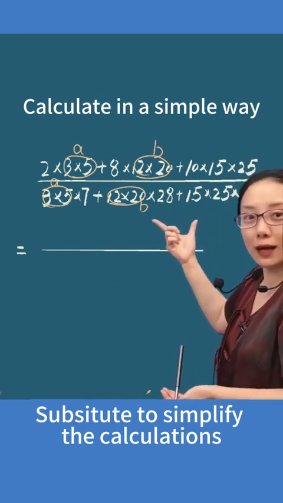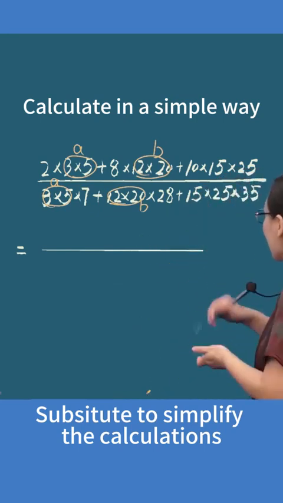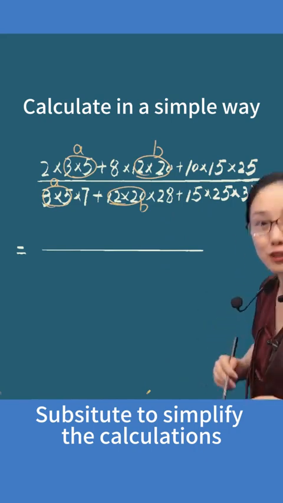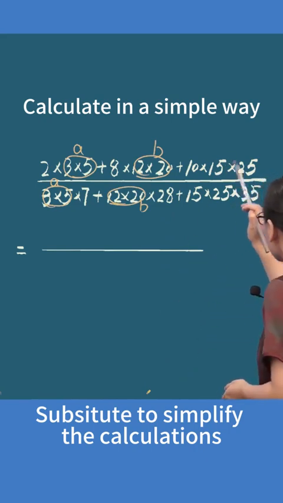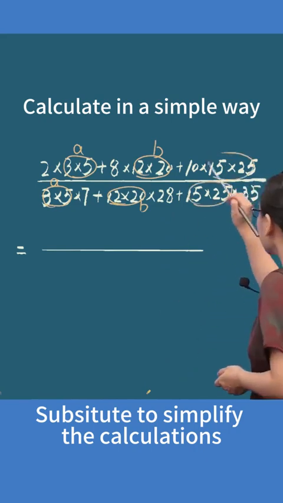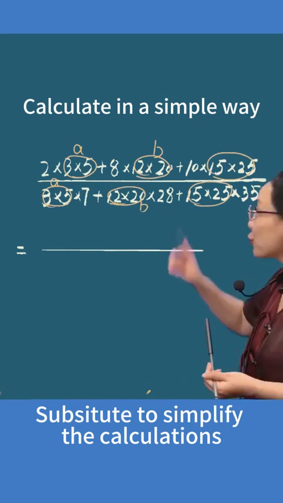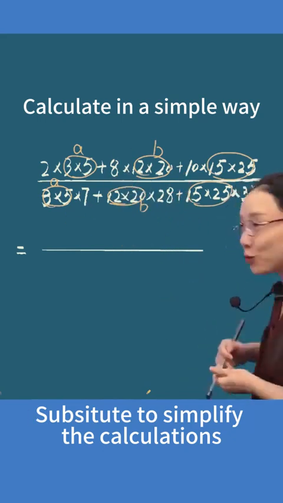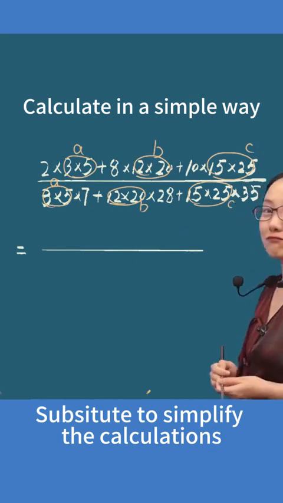All right, moving on. Have you found the identical parts? This is 15 times 25 times 35, and above, it's 10 times 15 times 25. Here, you can circle it, right? Right, to distinguish it from the previous two parts, let's use the letter C to represent this one.